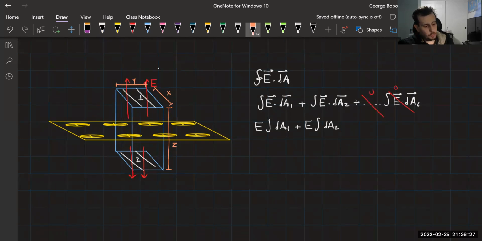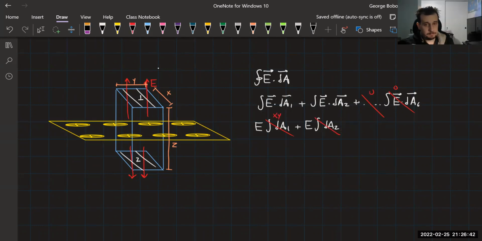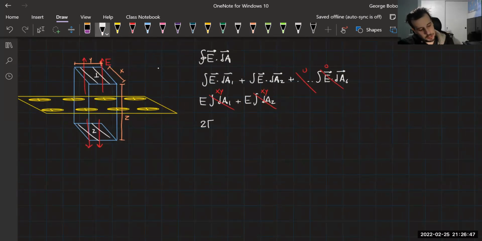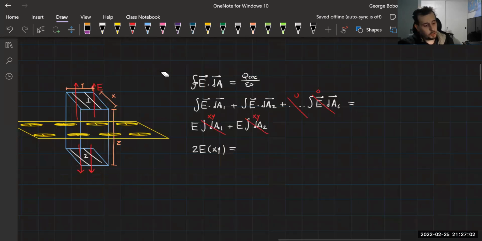So what is the area dA1 right now, Grace? Y times X. What do you think this one is? Also Y times X. So in total, you get 2EXY. What about on the other side, though? What's going on over there? Well, there you've got Q enclosed over epsilon naught. What is Q enclosed over epsilon naught?